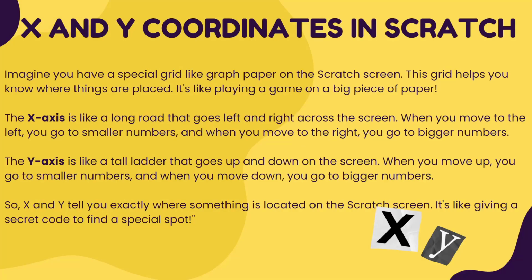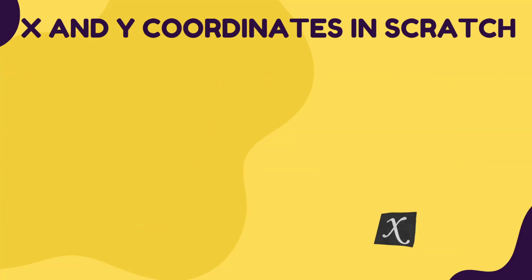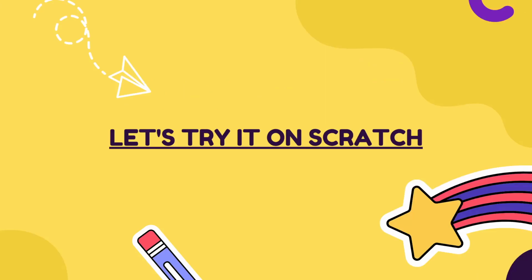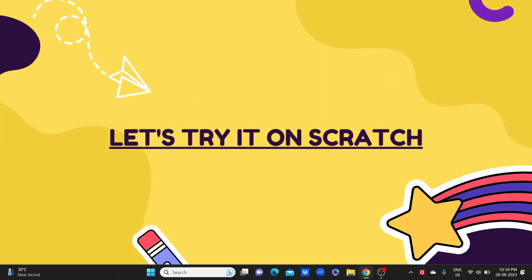Now the x-axis, like I said, is a grid that makes your sprite go left and right. And the y is a ladder which helps you to go up and come down. So in Scratch, x and y are exactly going to tell you where your sprite is located. It is like giving a secret code to find a special spot. Now let's try this on Scratch.